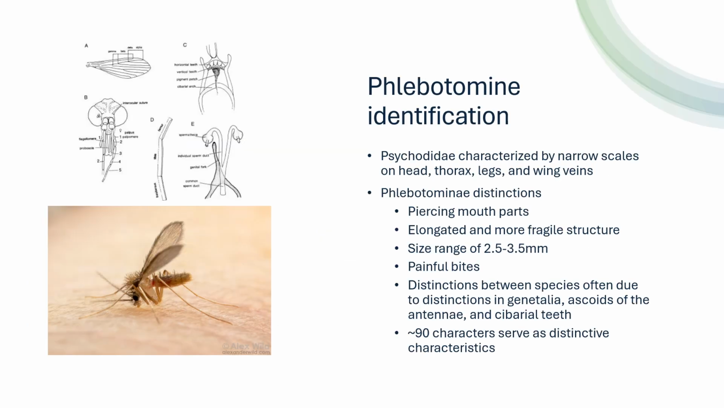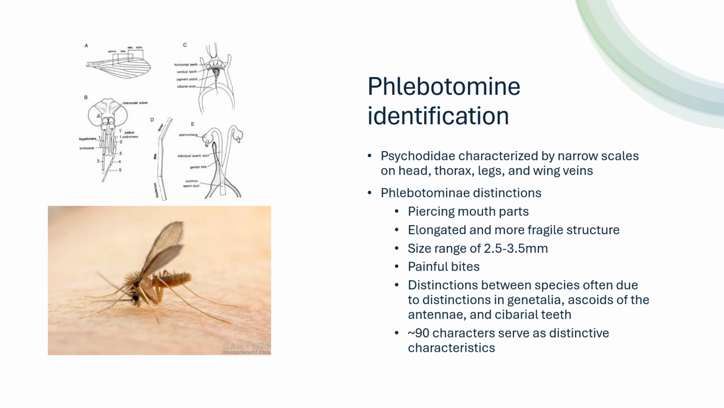So let's talk about the actual identification of the phlebotomine sandfly. As we had stated previously, they belong to the family Psychodidae, so they'll take on features that are characterized within that family. These include narrow scales that cover the head, thorax, and wing veins. These scales are very small and occur very frequently, which is what gives them that fuzzy-like appearance. This helps distinguish them from other dipteran species and other families as well.